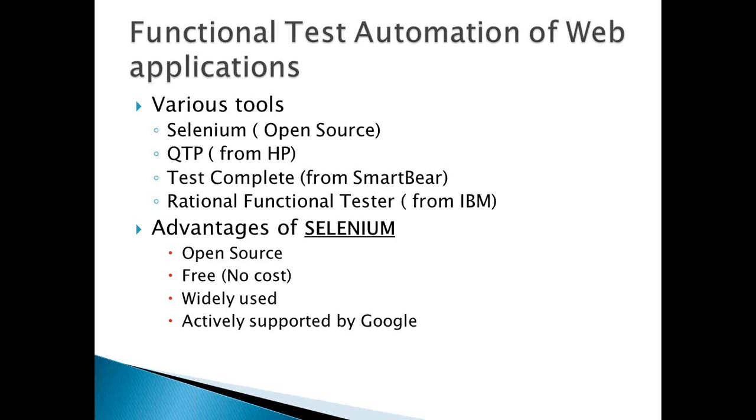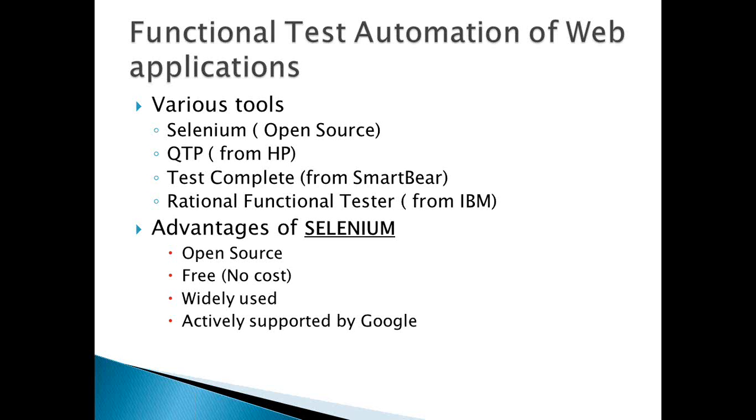In that area, there are various tools available to do this kind of functional test automation. The tools available are Selenium, which is an open source tool, QTP, which is from HP, TestComplete, which is from SmartBear, and Rational Functional Tester from IBM. These are some of the popular tools you might have heard of for test automation of web applications. And in today's webinar, we are going to focus on Selenium.